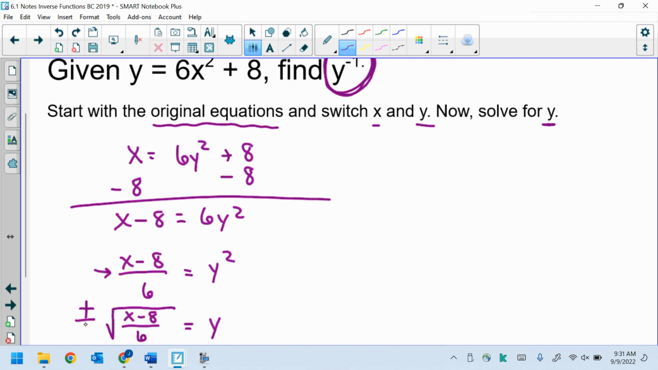And now that I've solved for y, I haven't actually found y, I have found the inverse of our original y function. Okay, that is the inverse of the original y function. So y was equal to this. Y inverse is equal to this guy.